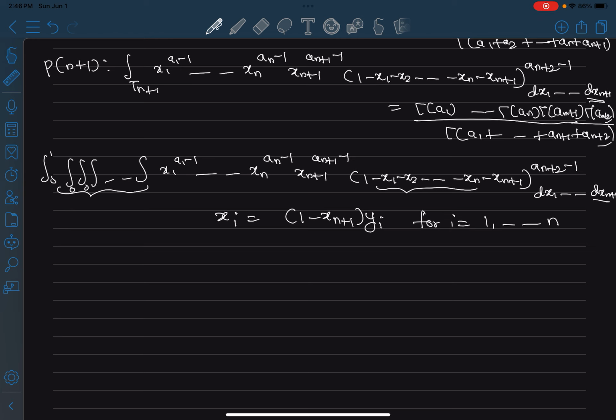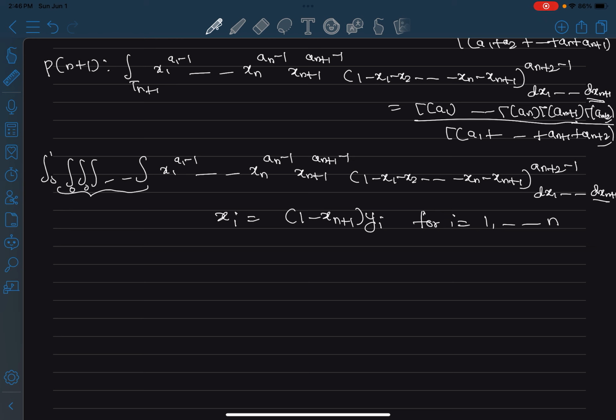There are two benefits. First of all, it will make this term simpler, and also the yi will still be following the rule for being an n-dimensional simplex. So let's prove each of that. For all these yi from 1 to n, we are making this substitution, right?